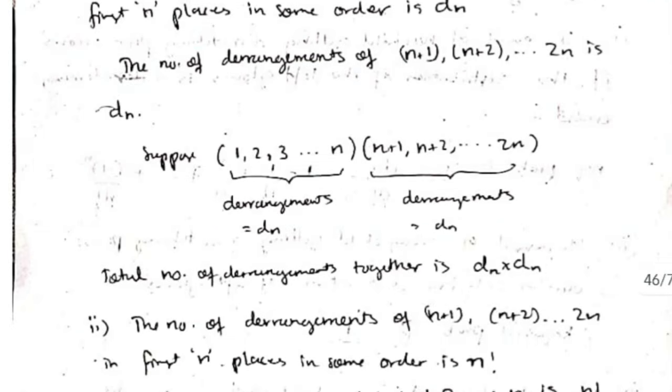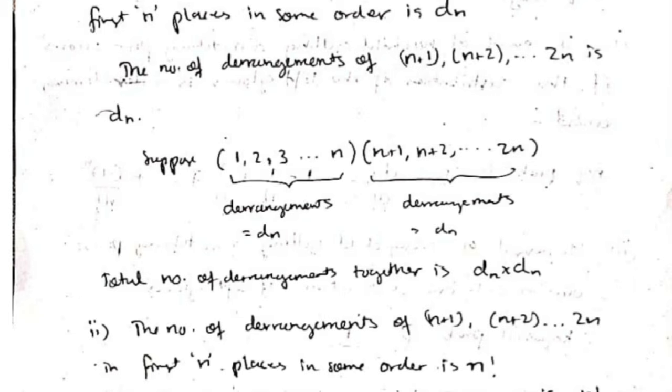In this question we have been asked to find the number of derangements from 1 to 2n satisfying that the first n places are 1 to n in some order. See here, two cases are possible, first 1 to n and n plus 1 to 2n. The derangements possible here are dn, since n elements are there, and the derangements possible here are also dn, since n elements are there.